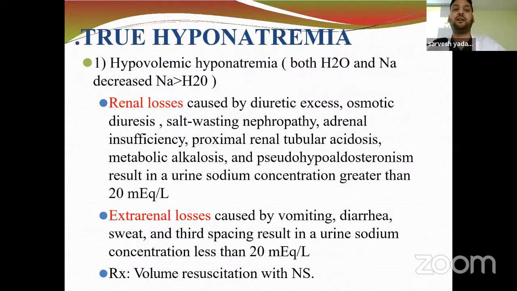True hyponatremia. First is hypovolemic hyponatremia, when both water and sodium decrease, but sodium decreases more than water. It is mainly due to renal loss or extrarenal loss. Renal loss is mainly due to diuretic excess, osmotic diuresis, salt-wasting nephropathy, adrenal insufficiency, proximal RTA, metabolic alkalosis, and pseudohypoaldosteronism, resulting in urine sodium concentration greater than 20 milliequivalent per liter. Extrarenal loss may be mainly due to vomiting, diarrhea, sweat, and third spacing, resulting in urine sodium concentration less than 20 milliequivalent per liter. Treatment is by volume resuscitation with NS.